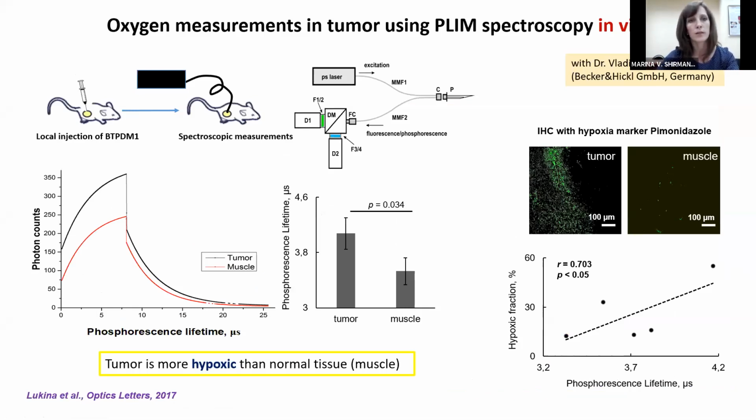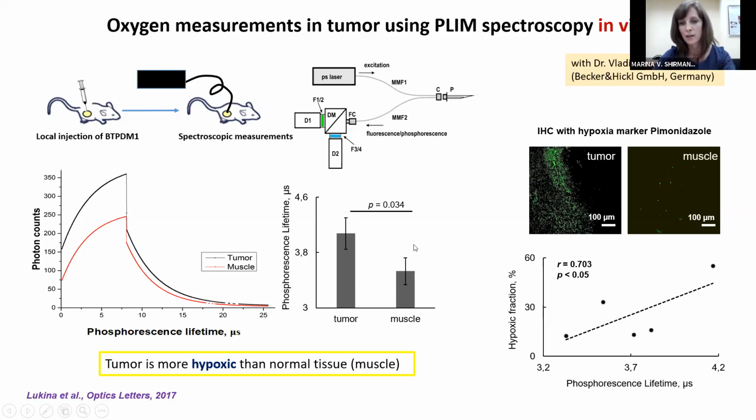We did such measurements using optical fiber-based spectroscopy. We locally injected the dye into the tumor and measured phosphorescence lifetime in the tumor and in the muscle, just to compare their oxygenation. And what we found, shown here, is that phosphorescence lifetime in the tumor was significantly longer than in muscle, which means that oxygen level in the tumor is lower, so the tumor is more hypoxic than normal tissue and muscle, as expected.